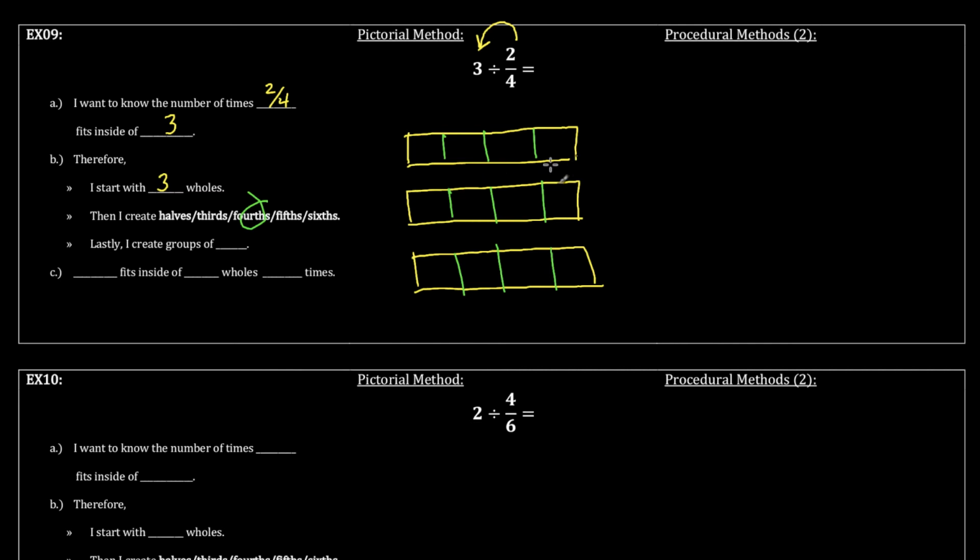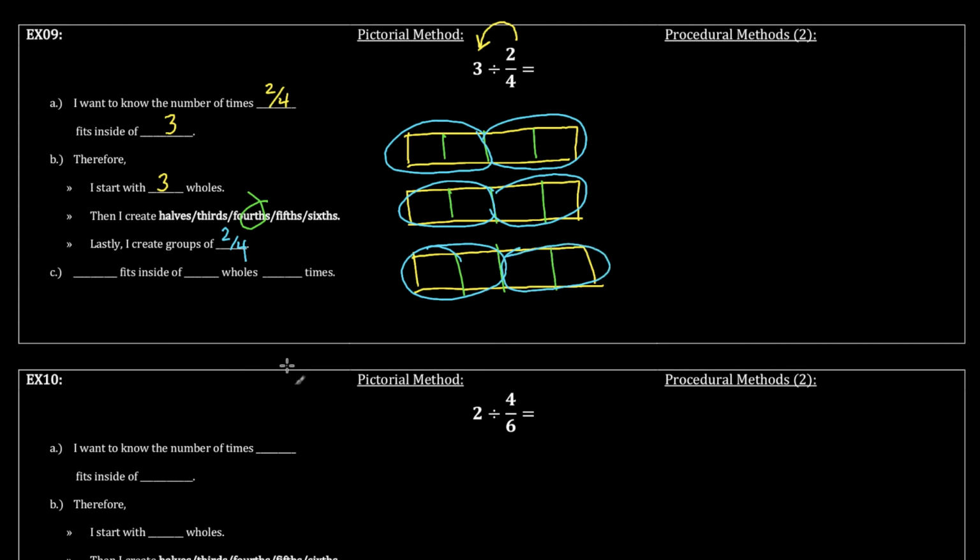Now I need to create groups of 2 fourths. So here's a group of 2 fourths. Here's a group of 2 fourths. Here's a group of 2 fourths. Here's a group of 2 fourths. Oops, here's a group of 2 fourths. And here's a group of 2 fourths.